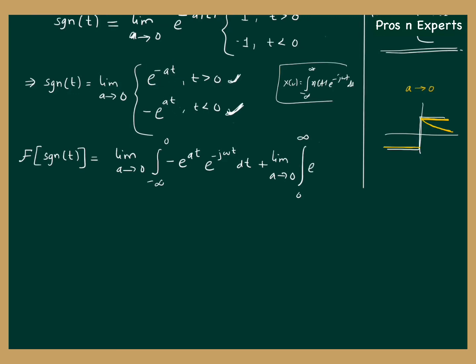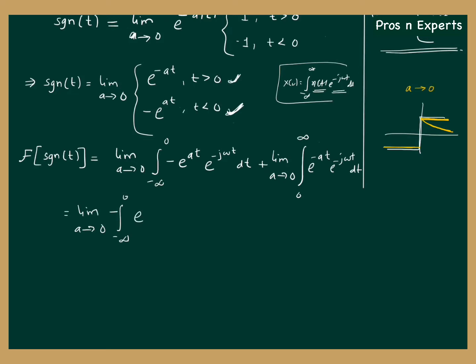Okay, so signal into e raised to minus j omega t dt. That's the definition, signal into e raised to minus j omega t dt. All right, now let us expand this. That is limit a tends to 0. I can write minus infinity to 0. There will be a minus. I'm taking this minus outside.